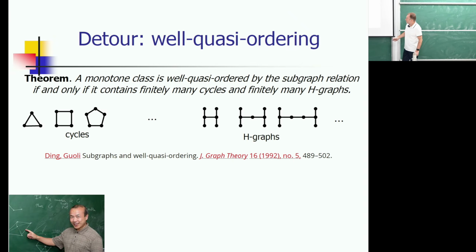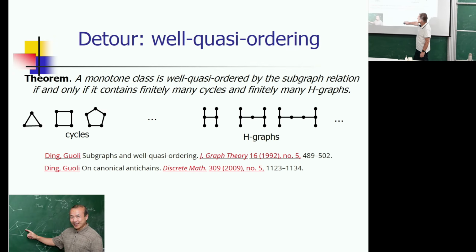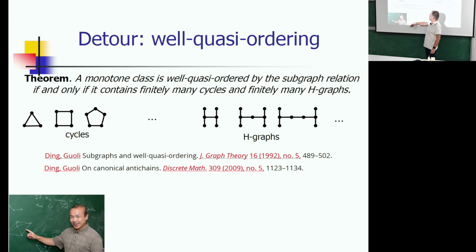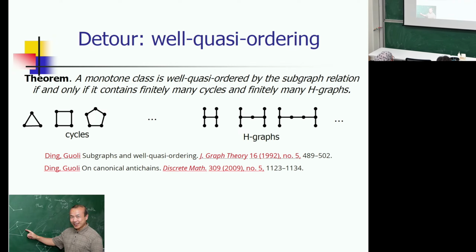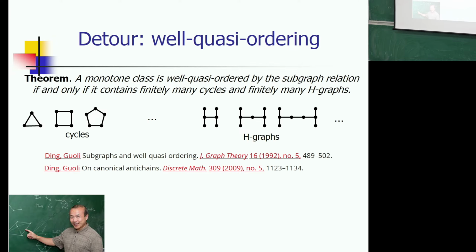Later, Warwick called anti-chains of this type canonical anti-chains, and proved in particular in this paper that the induced subgraph relation does not contain canonical anti-chains in general. With some restrictions we can find canonical anti-chains, but in general canonical anti-chains do not exist for the induced subgraph relation.